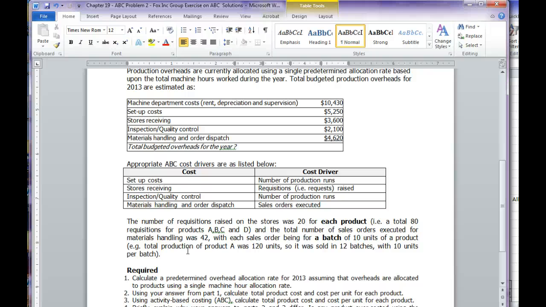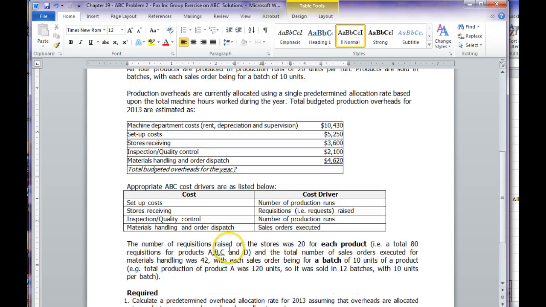And then we have all this junk down here. Number of requisitions raised on stores was 20 for each product. What? Okay. And we'll figure out how to put that in a second. Need that though, right? Because we have requisitions here. Well, this is telling us requisitions. Total number of sales orders was 42. Hey, that's not the meaning of life. That's going to be the total number of sales orders, which is right there. With each sales order being for a batch of 10, so we're going to have to calculate some stuff in there. Okay. All right, piece of cake.